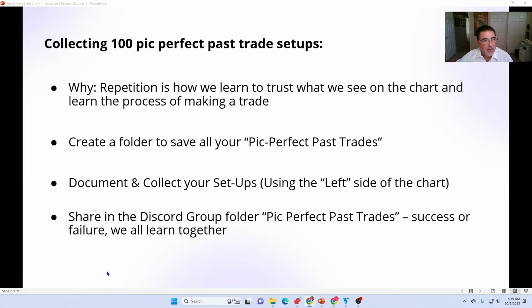In forecasting the right side of the chart, we must understand how the left-hand side of the chart has specific characteristics and patterns, and those things repeat themselves. So create a folder for yourself and collect your picture perfect past trade setups, but also post them in the Discord room so I can see where you're at.